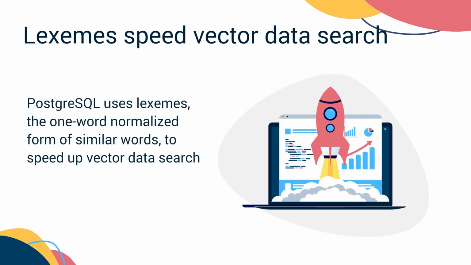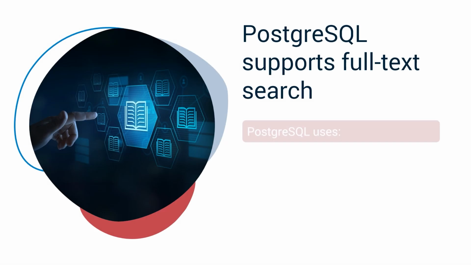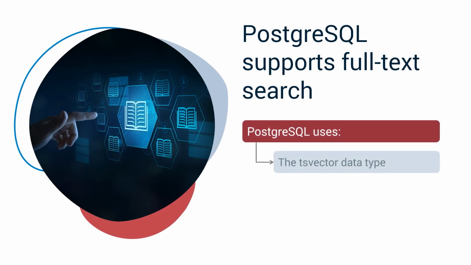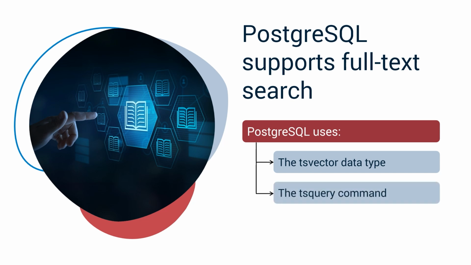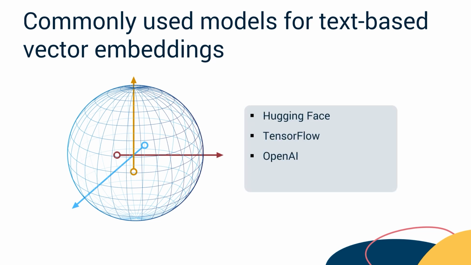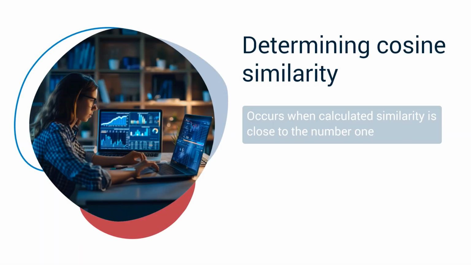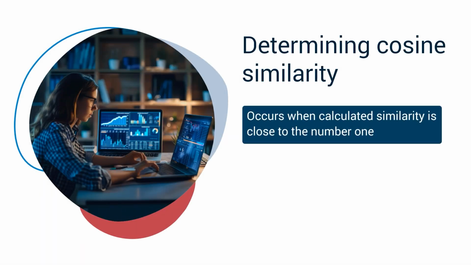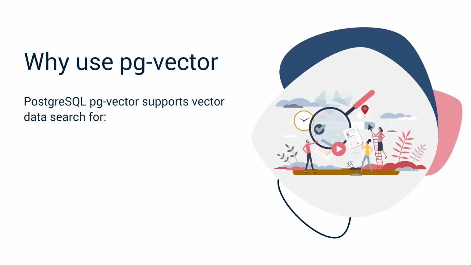PostgreSQL uses lexemes, which is the one-word normalized form of similar words, to speed up vector data search. PostgreSQL supports full-text search using the tsvector data type and the tsquery command. Commonly used models that create vector embeddings for text-based data include Hugging Face, TensorFlow, OpenAI, and Google Generate AI. When the cosine similarity between the two vectors is close to 1, then objects represented by the two vectors are similar, and similarity is achieved. The PostgreSQL PG Vector extension supports vector data search for non-text data, such as images, audio, and video files.